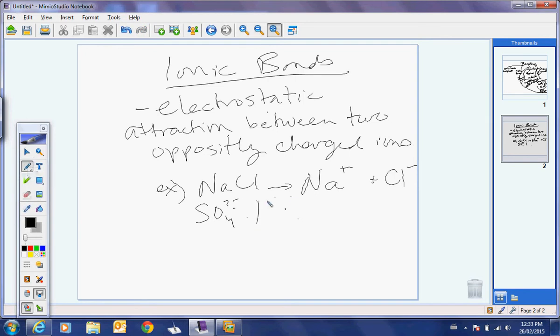How about potassium ion, like that? Put them together and what do you get? Potassium sulfate, and the symbol of potassium sulfate would be? KSO4, is that right? Okay, K2SO4. Okay? That is a really good exercise.